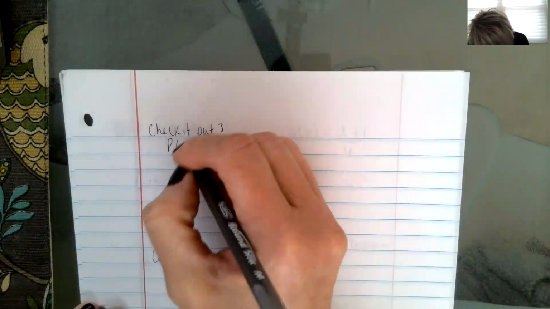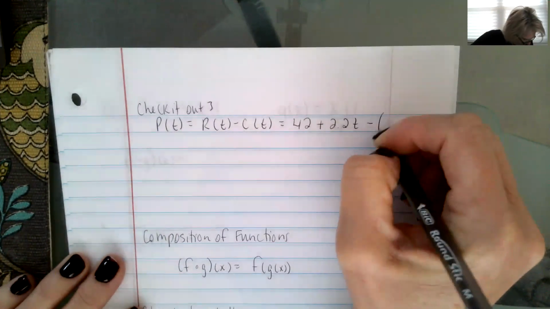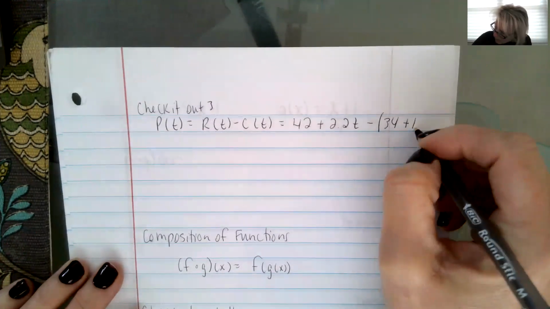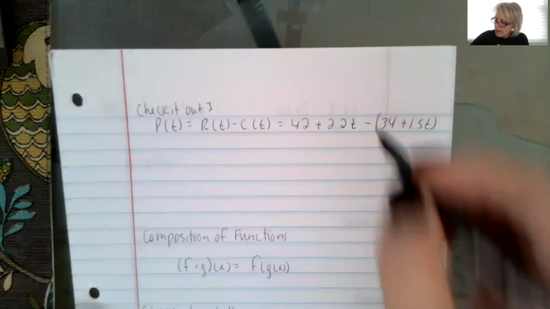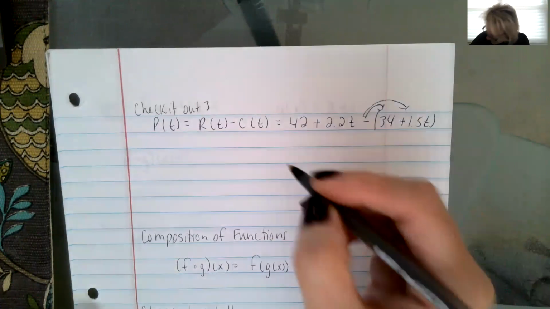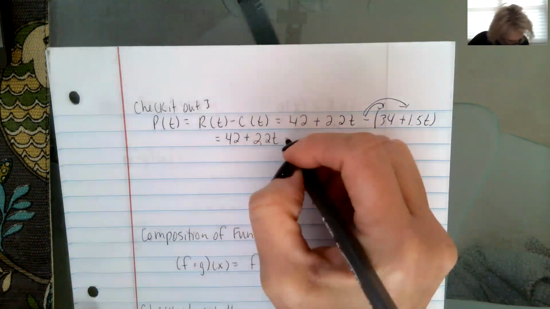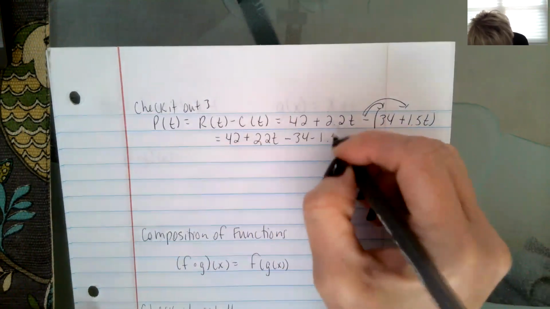So our profit function of T is going to be our revenue subtracting our cost. And so that is going to be 42 plus 2.2T subtracting our cost of 34 plus 1.5T. And it's important that we put the cost function in parentheses because we're subtracting. So we have to distribute that subtraction. So subtracting 34, subtracting 1.5T.